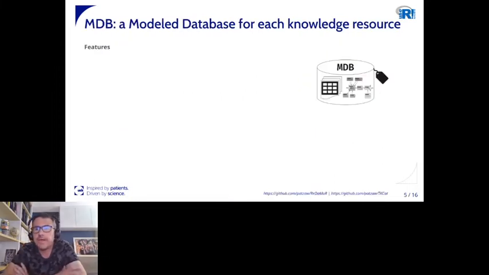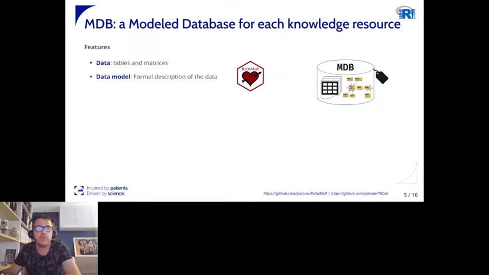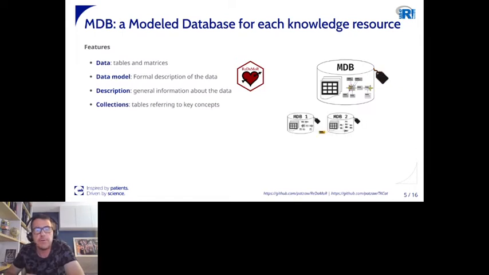Now, I would like to spend time on a key and central type of object in TikiCat called MDB. MDB stands for Modeled Database, and it is used to organize a specific knowledge resource relying on the following organization. First, an MDB gathers the data themselves, which can be tables or matrices. Those data are documented by a data model produced using Redamor. General information or metadata are also added to the project. They provide a title, a short description, and some references. Finally, some tables are annotated as collection members. It means that those tables refer to key concepts that can be used to build bridges across different knowledge resources.